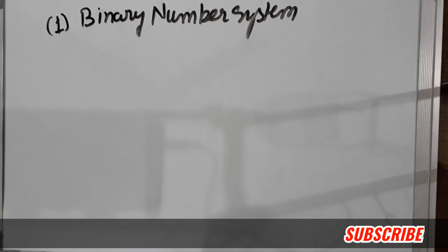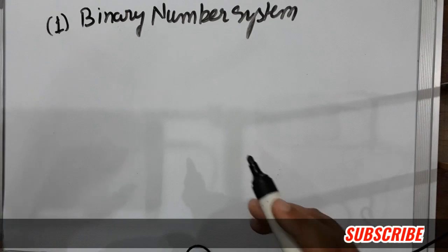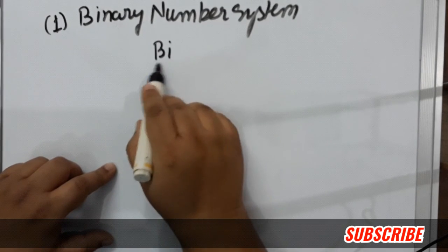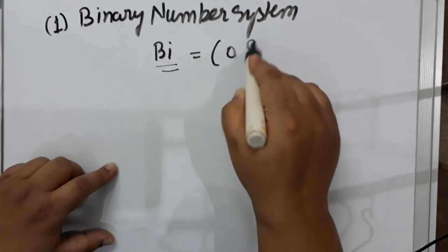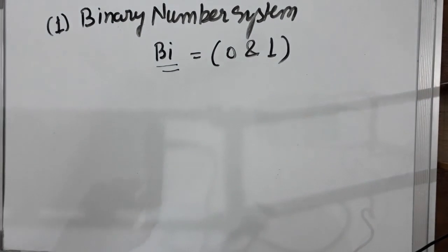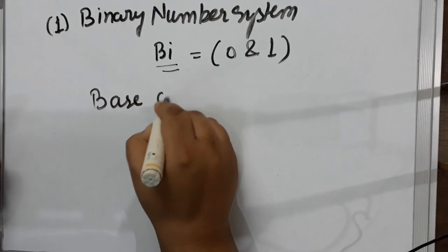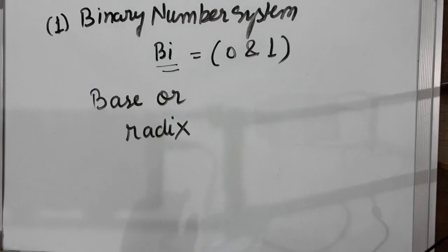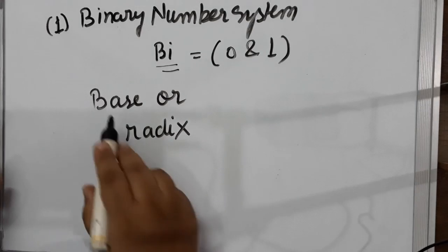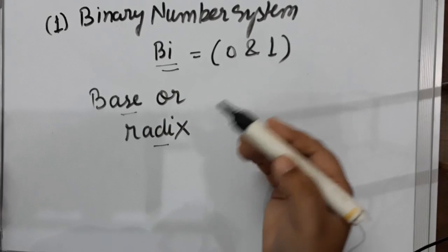Now firstly, let's talk in detail about the binary number system. As we have already started, bi means 2. It has two numbers, that is 0 and 1. So the binary number only contains 0 and 1. The base of binary, or you can also call it the radix. You can call it either base or radix. These are the same thing, two different names for the base of any number system.